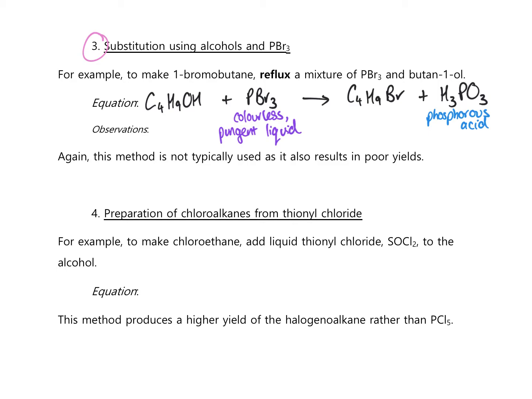In terms of observations for this reaction, there's not an awful lot to be noted, because there's no gases being produced, no solid being added that disappears or anything. Butanol is going to be a colourless liquid, as is our product, and our side product of phosphorus acid will be a colourless solution. Phosphorus tribromide this time is a colourless liquid which has a pungent odour, so that would be observed of the phosphorus tribromide itself, but there are no specific observations that you need to know for this reaction. So again, this method's not really used very much because it has poor yields.